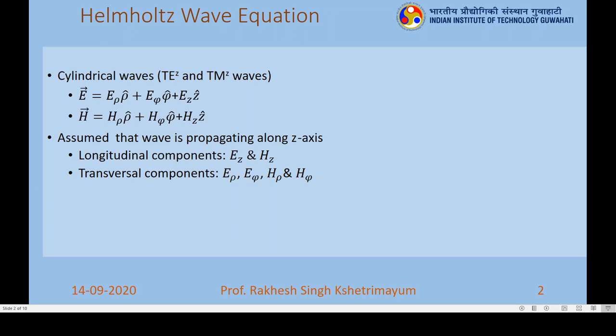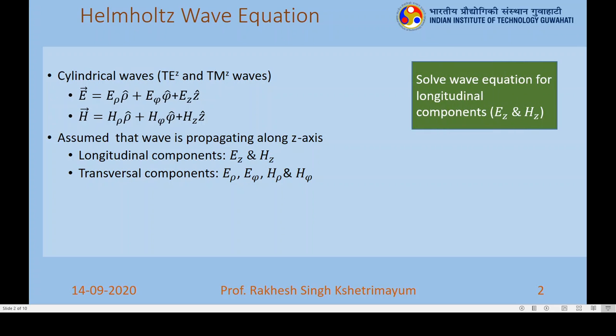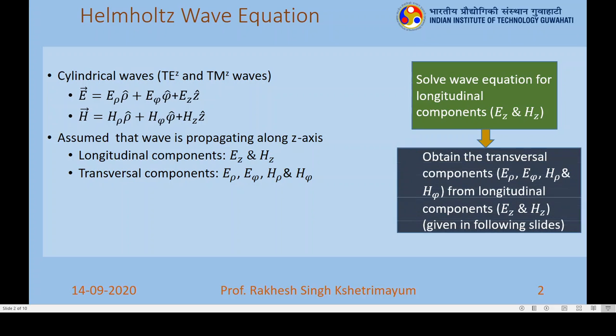How do we get it? We solve the wave equation for only Ez and Hz, depending on whether we want TEz waves or TMz waves. Once we have that, we also want to find the transversal components of the wave: E rho, E phi, H rho and H phi. So how do we get that? That's what we're going to discuss: how to obtain transversal fields from the longitudinal fields.